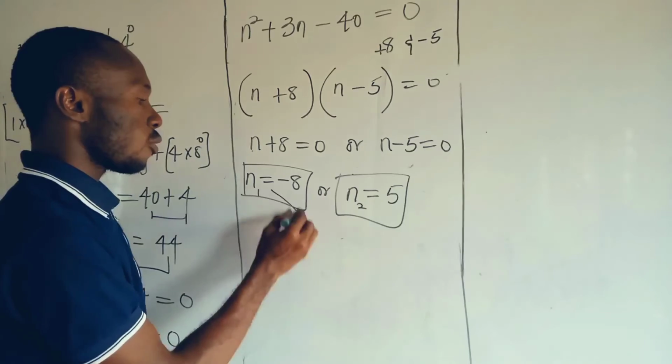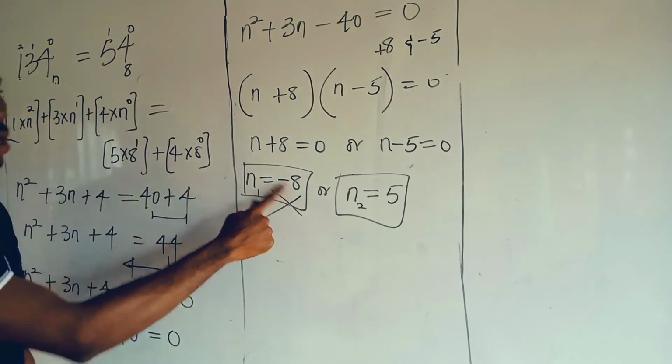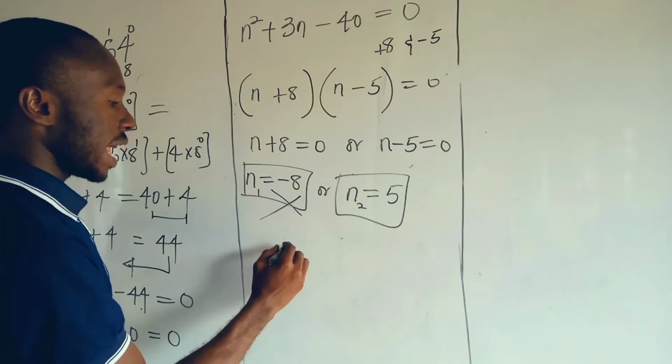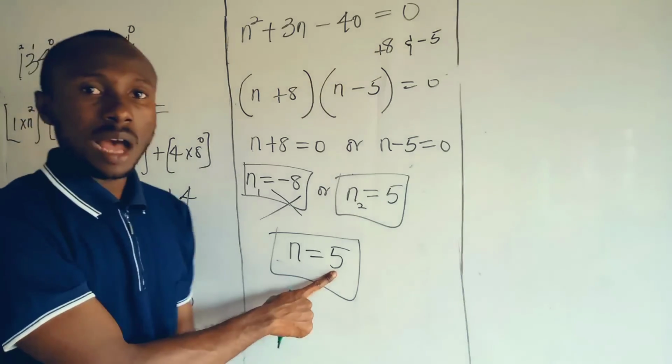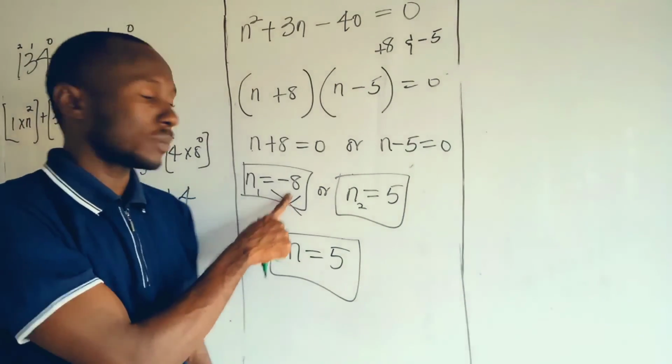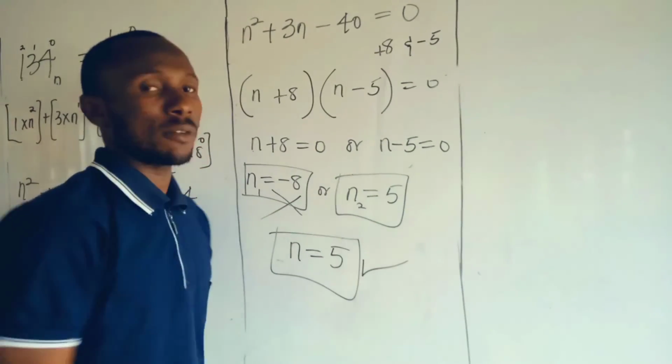This answer, we will not take, because our base cannot be a negative number. So therefore, the value for n is equal to 5. This is our answer, and I've told you the reason why we will not take minus 8 as our answer, because our base cannot be negative. So we'll take this as our final answer.